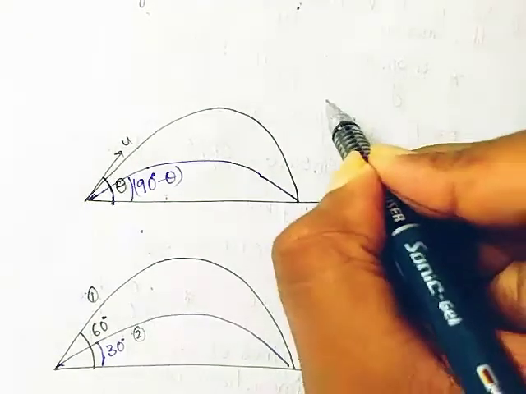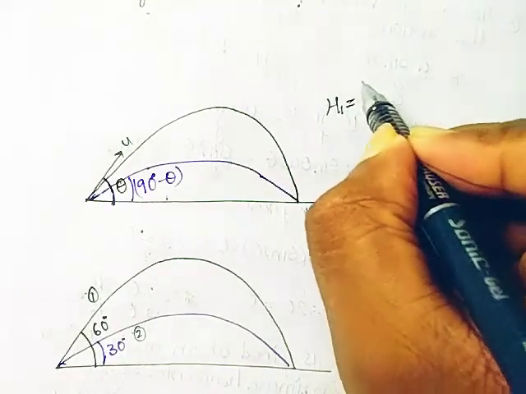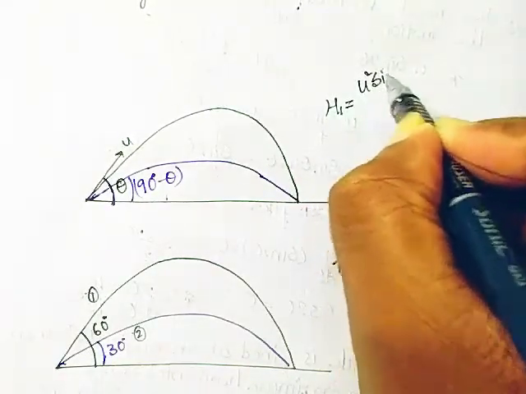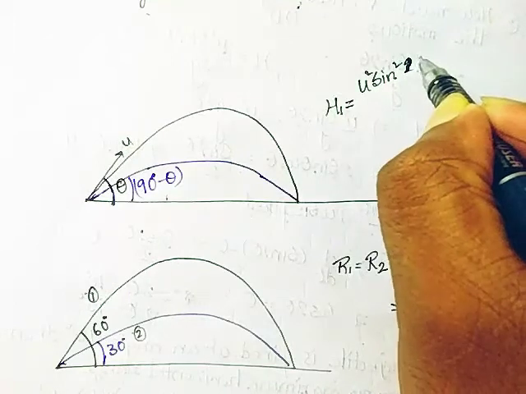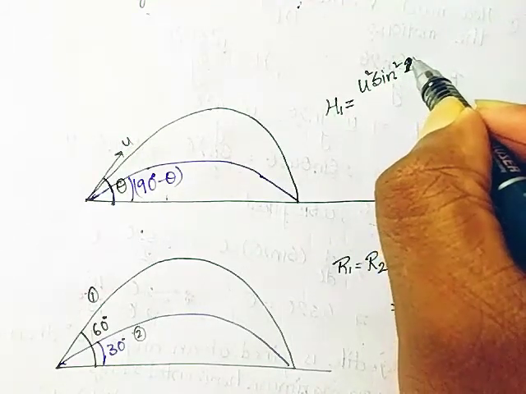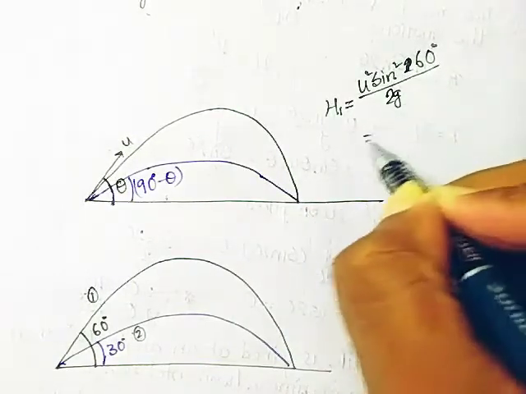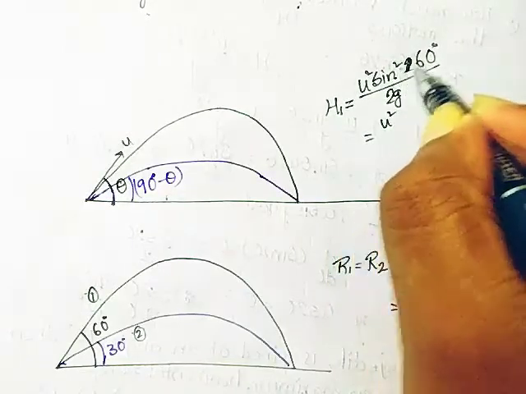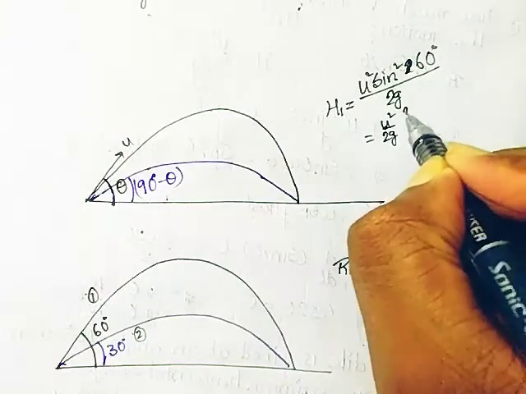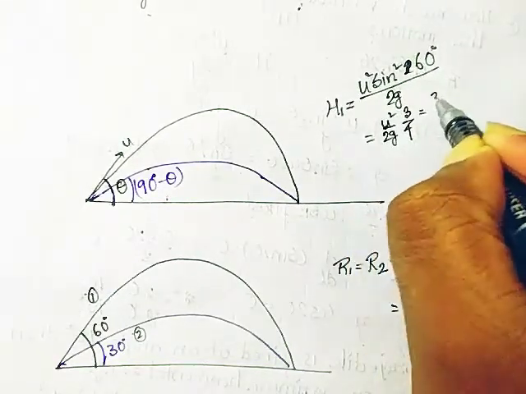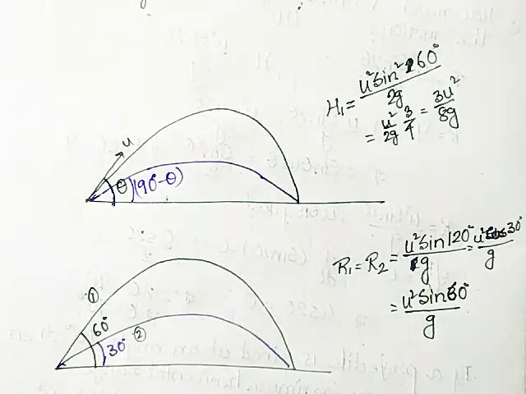But if I say the heights, h1, the height in the first case, that is the 60 degree. So height is u square sine square alpha divided by 2g, where alpha, the angular position, in the first case is 60 degree. So it will be u square sine square 60 degree. Sine 60 degree is root 3 by 2, so it will be 3 divided by 4. So it will be 3u square divided by 8g.